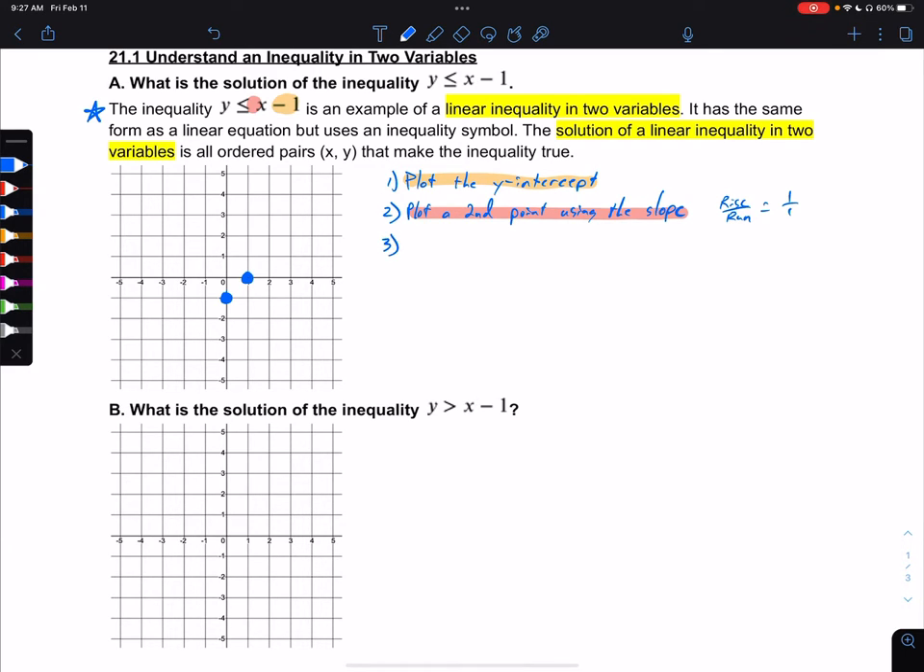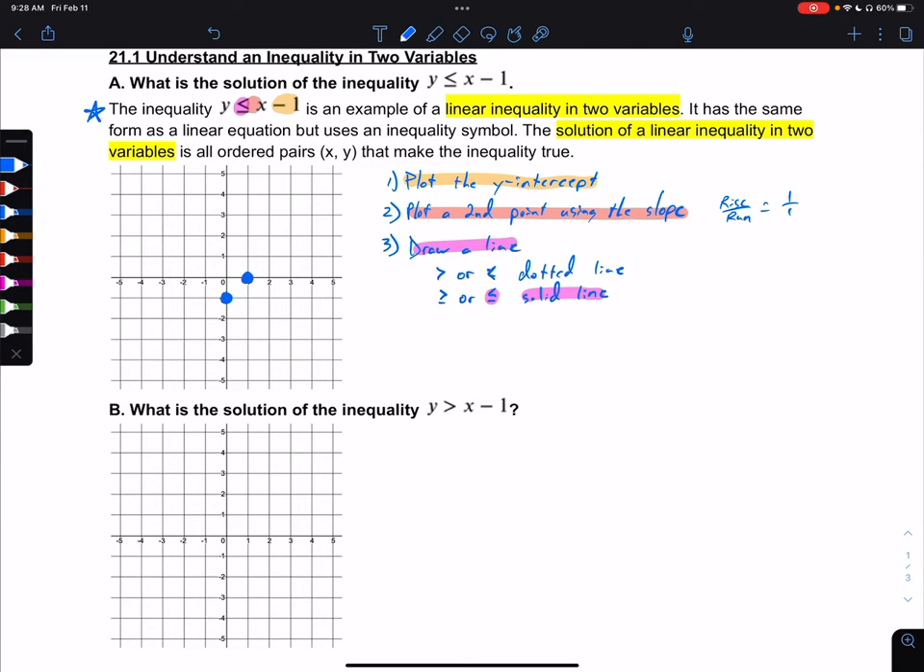Step 3, we draw a line. This is one of the newer steps, different from what we have done before. If you have greater than or less than, it is a dotted line. If it's greater than or equal to or less than or equal to, it is a solid line. So it's important to note that. In this case, we have less than or equal to, so it's going to be a solid line.